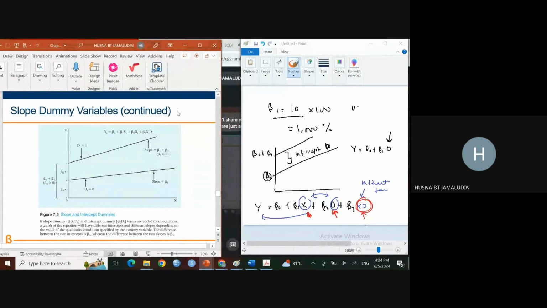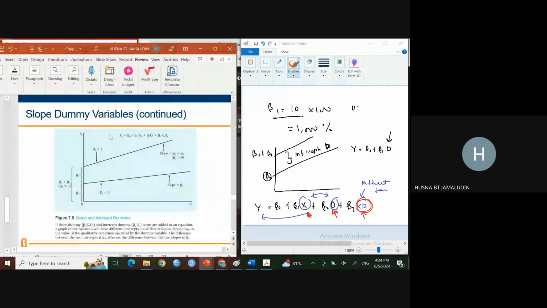This is just to show you that this is your original intercept, when the dummy equals 0, which is your beta naught. But when you have the dummy, you will have a different slope at a higher level because of the dummy slope. So you have two slopes. I think you have seen this in the previous chapter.